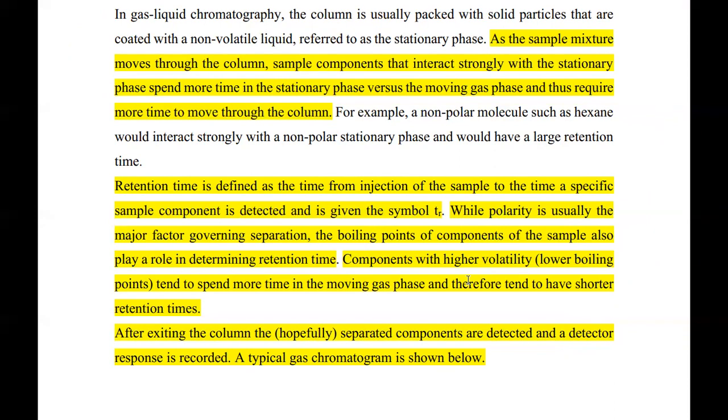While polarity is usually the major factor governing separation, the boiling points of the components of the sample also play a role in determining the retention time. Components with higher volatility, with lower boiling points, tend to spend more time in the moving gas phase and therefore have a shorter retention time.